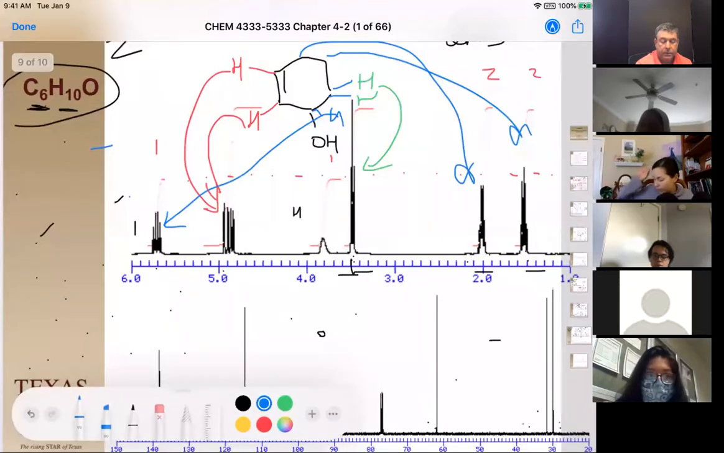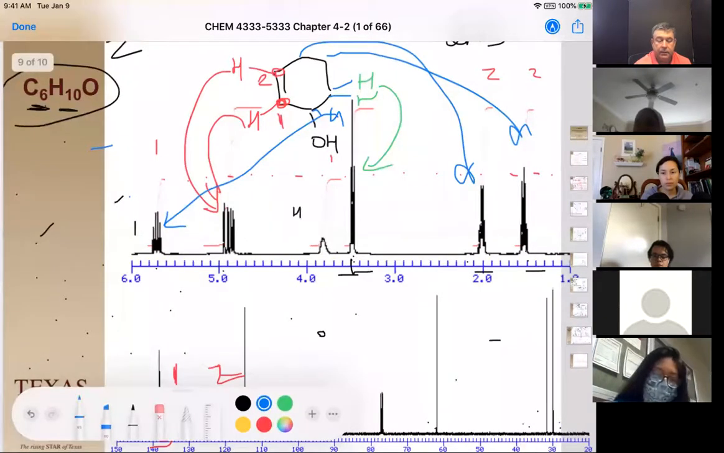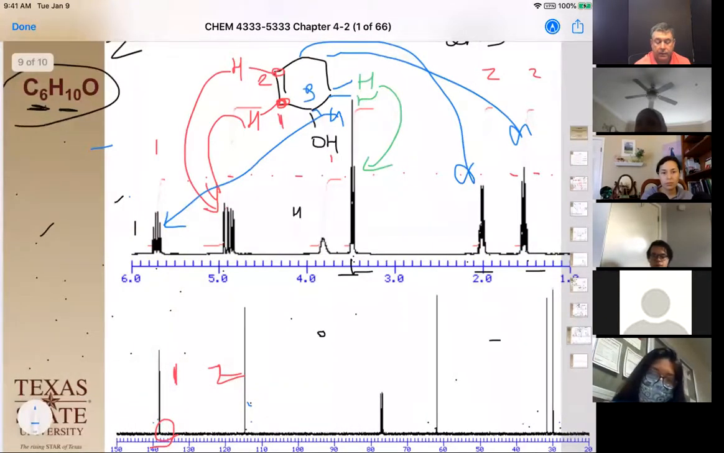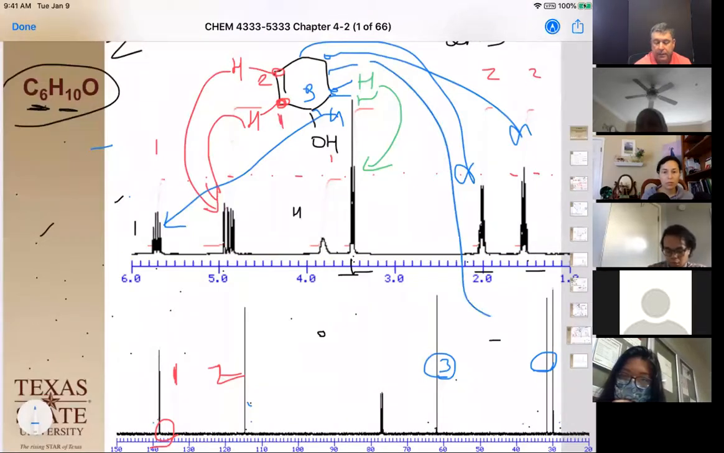For our carbons, we have 1 and 2. Probably, actually, this is going to be 1 and this is going to be 2 because it's furthest up. So this is 1 and 2. This is definitely 3 here. And then we probably have an equivalency of maybe these 2 are the same here. And then this last one is the one next to the alkene there. So that fits.